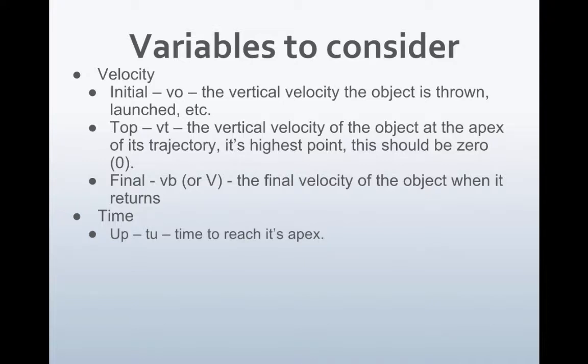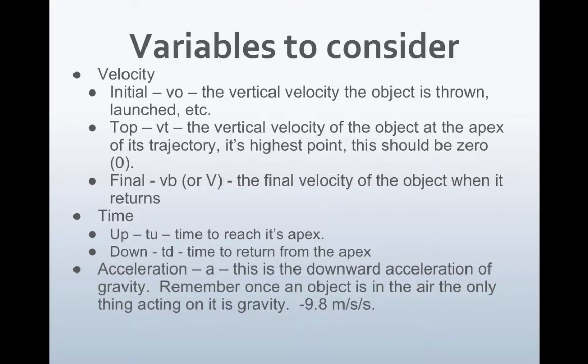Then you have to deal with time. Time is the time up, which is tu, time to reach its apex, or time down, td, which is the time to return from the apex. Acceleration is a, or g. This is the downward acceleration of gravity. Remember, once an object is in the air, the only thing acting on it is gravity, and gravity is a negative 9.8 meters per second per second.